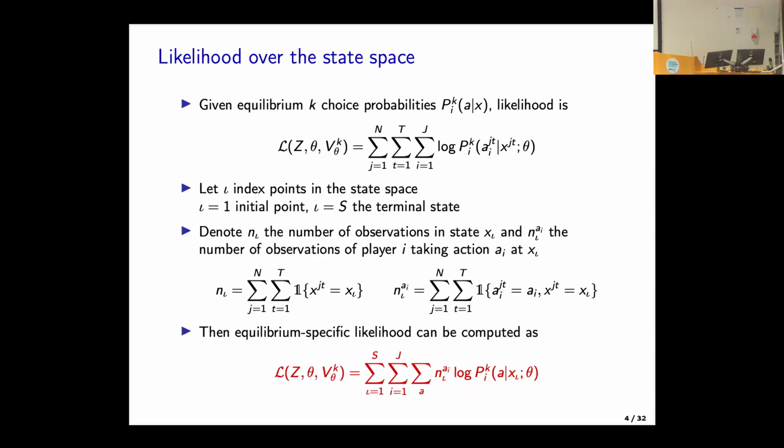And that means that we can rewrite the likelihood in a completely equivalent way as the number of times that you observe action a_i times the log choice probability for action a_i in that point of the state space, which I now index with iota. So x_iota is a particular point in the state space. And now we have to sum up over the whole state space, all of the players and all of the actions.